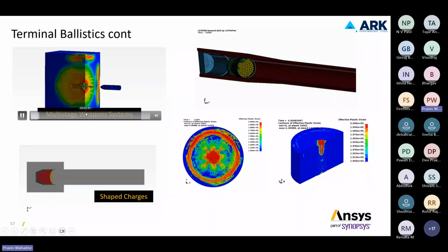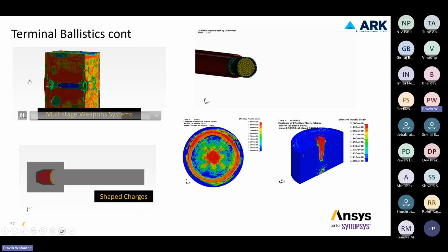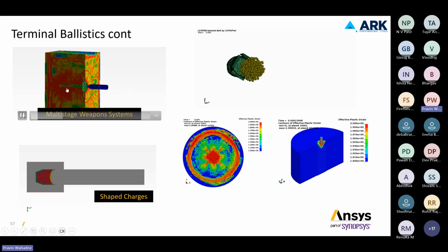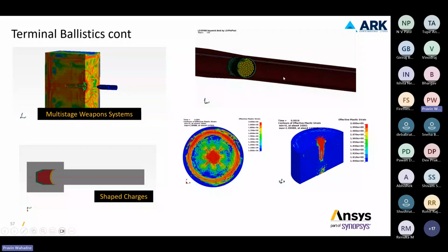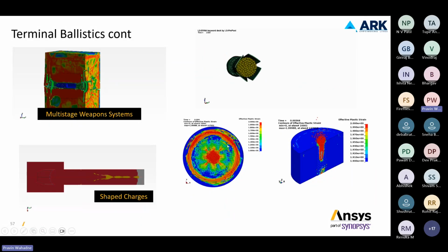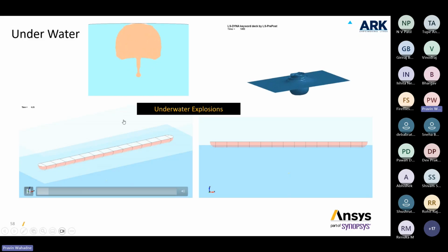This is a multi-stage weapon system. First the small, then the larger bullet is transferred. The small bullet is guiding the larger one and it is going to penetrate. In a similar way we can see it for barriers, and for barrels also. And then we can do shaped charge after an impact. Those simulations are easily done. Underwater blast.